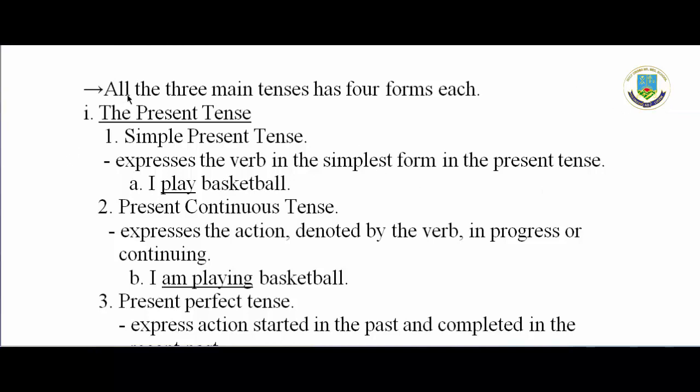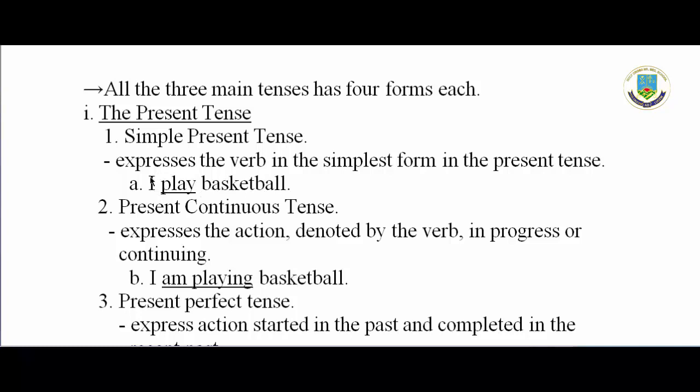There it is. All the three main tenses have four forms each, four kinds. So if you take the first main tense, that is the present tense, it will have four forms: 1, 2, 3, and 4. We will see one by one. The first form of the present tense is simple present tense. It expresses the verb in its simplest form in the present time, play.